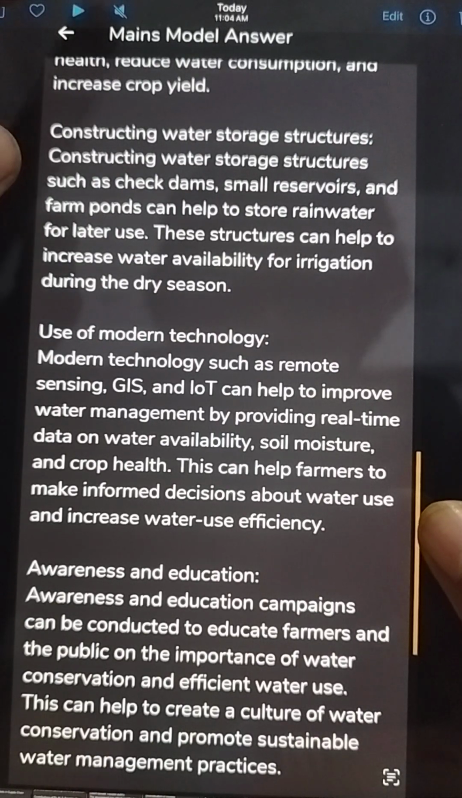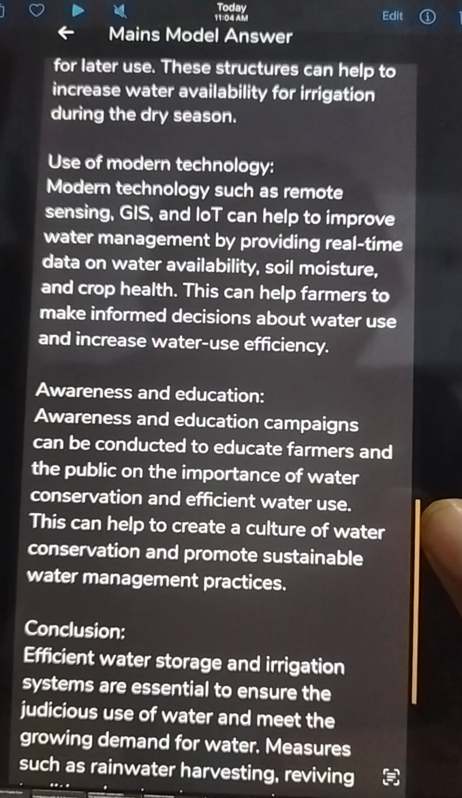Then about awareness and education: awareness and education campaigns can be conducted to educate farmers and the public on the importance of water conservation and efficient water use. This can help to create a culture of water conservation and promote sustainable water management practices.